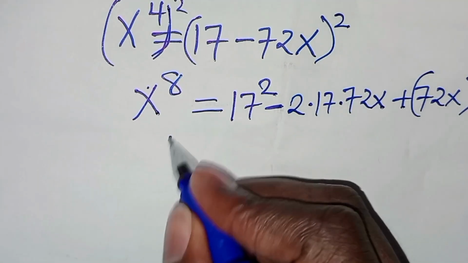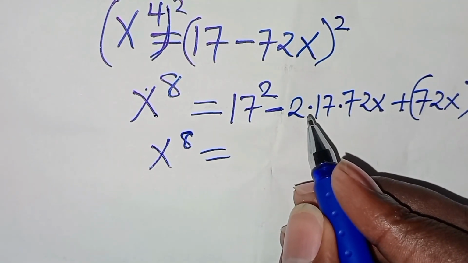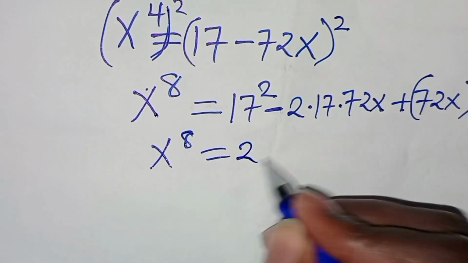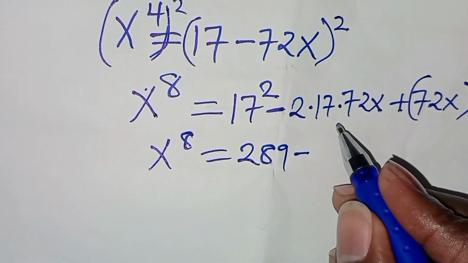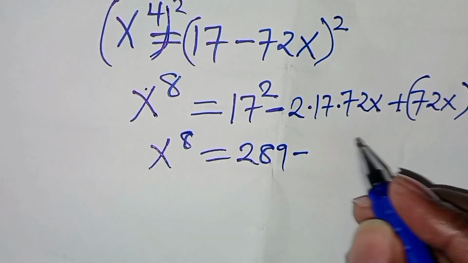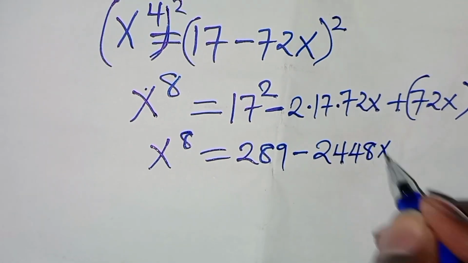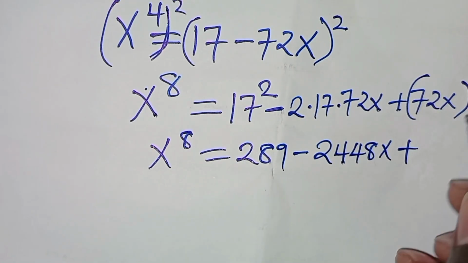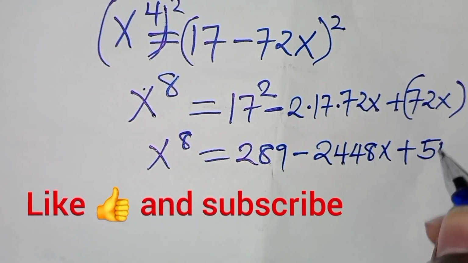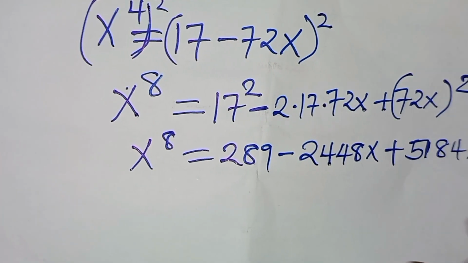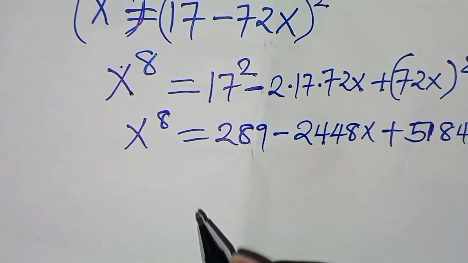So in this case, we'll have x to the power 8 equal to 17 squared, which is 289, subtract 2 times 17 times 72x, which is equal to 2448x, plus 72x squared, and this is actually equal to 5184x squared. Now let's proceed here.